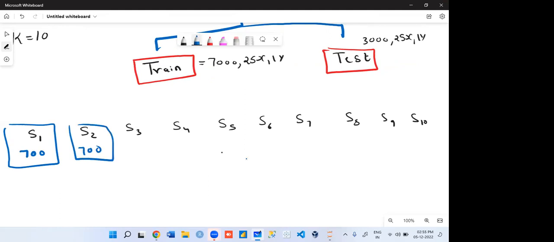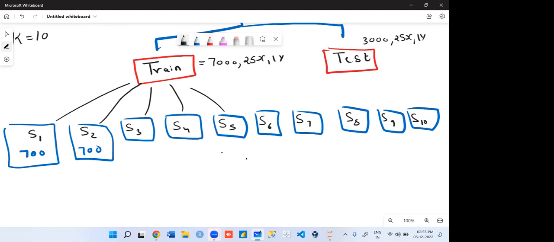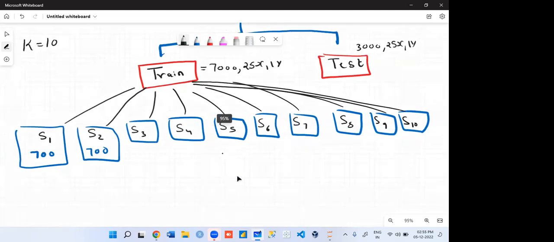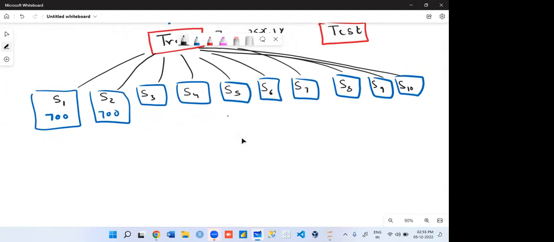Is that clear? Each subset will have how many rows? 700 rows. Guys, if anyone has any doubt, please stop me. I'm coming to the last step. We have not touched the test data. We are only working on train data. So can I say that all the sample subsets are part of train only?